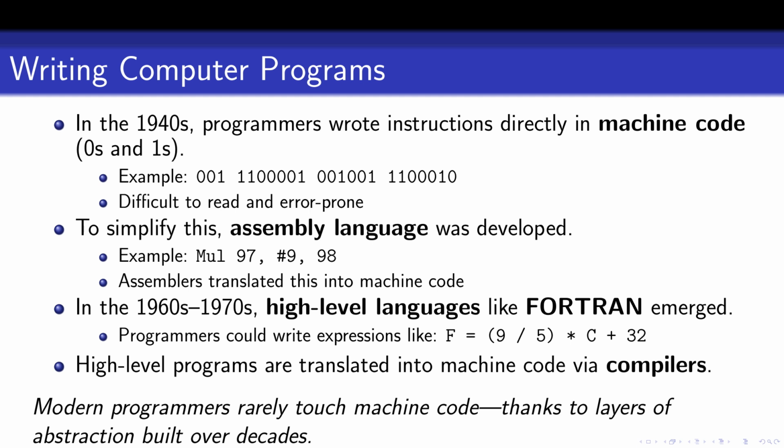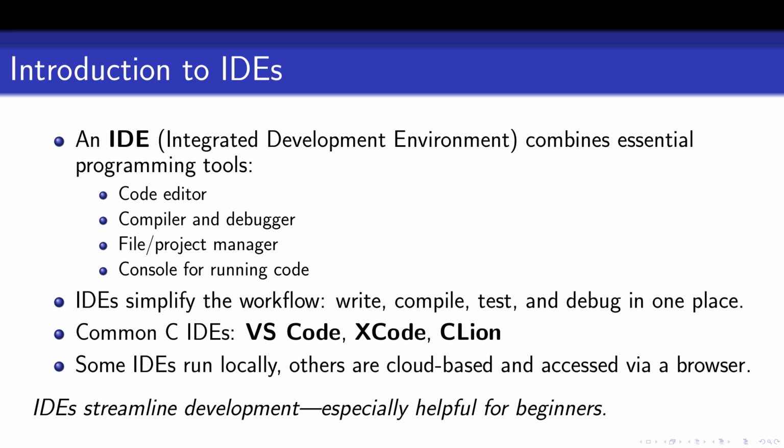These high-level programs are then translated into executable machine code by a compiler. This progression, from binary to assembly to high-level code, was a major leap in productivity. To make programming even more convenient, developers use tools called IDEs, integrated development environments. Writing software involves several steps: editing code, compiling it, testing it, and debugging it.